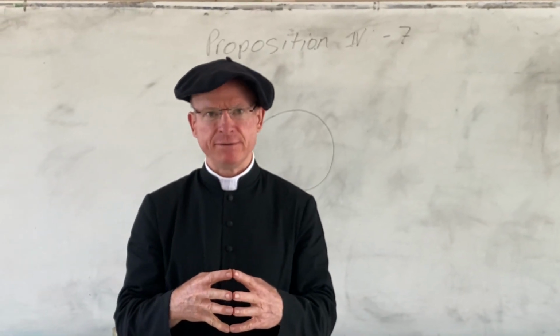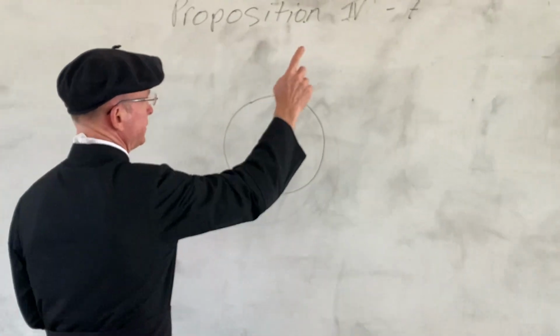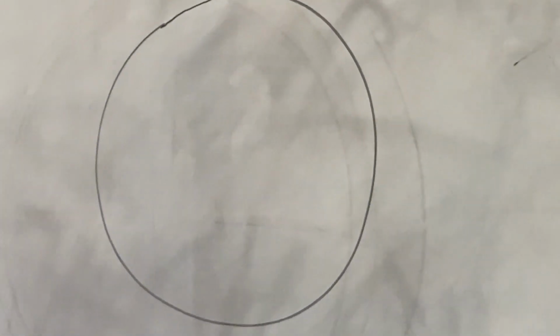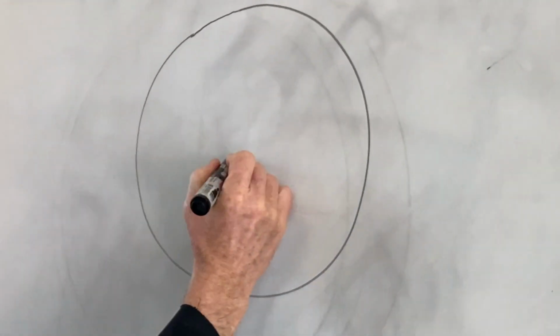About a given circle to circumscribe a square. Proposition 7, book 4. About a given circle to circumscribe a square. Let this be our given circle. Thus it is required about this circle to circumscribe a square.